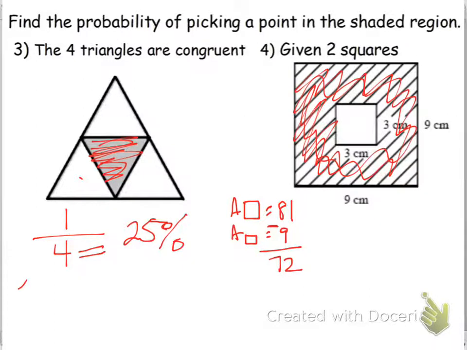Okay, and so if I get the area of the shaded part, that's the part that I want, and I divide it by the whole. Okay, well, what is the whole here? The whole would be 9 times 9. That would be 81. And if you do 72 divided by 81, you'll end up with 88.9%.